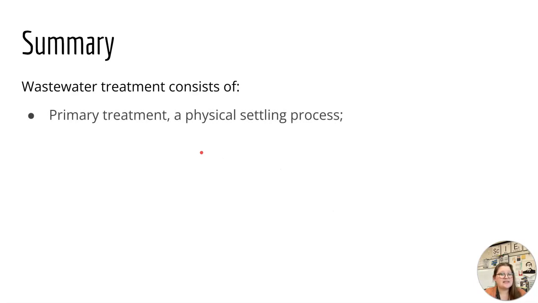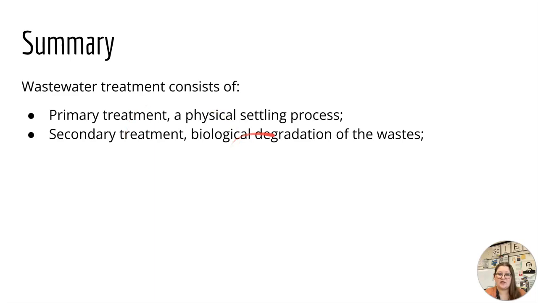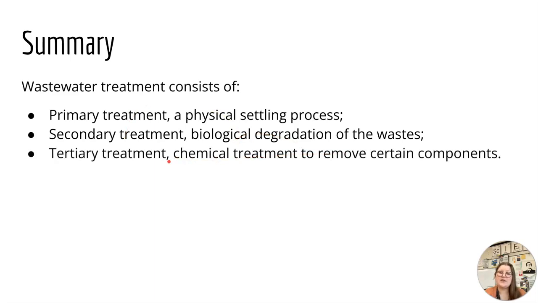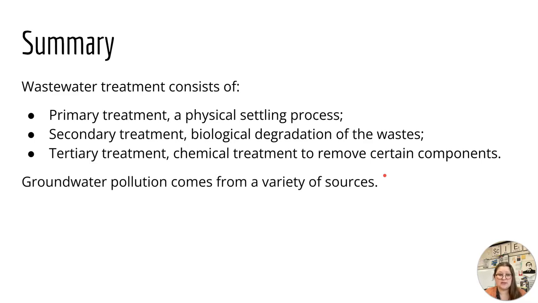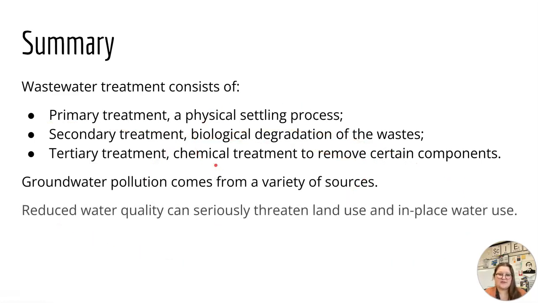Wastewater treatment consists of primary treatment, a physical settling process, secondary treatment, which is biological degradation of the wastes, and then tertiary treatment, which is chemical treatment to remove certain components. Groundwater pollution comes from a variety of sources. Reduced water quality can seriously threaten land use and in-place water use.